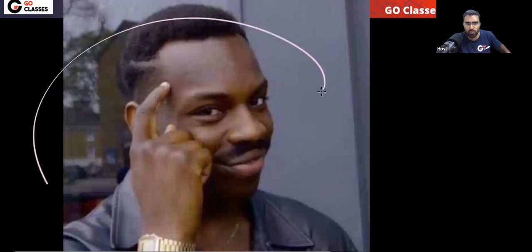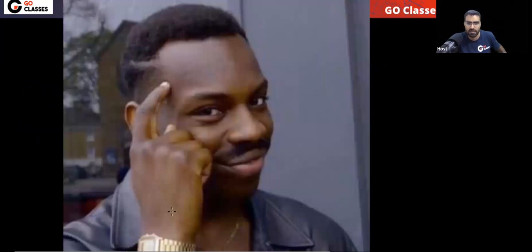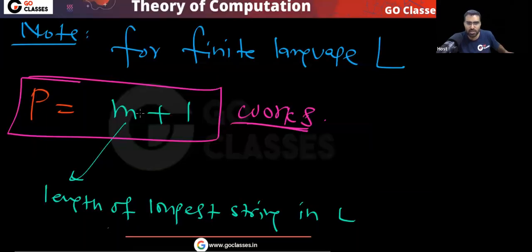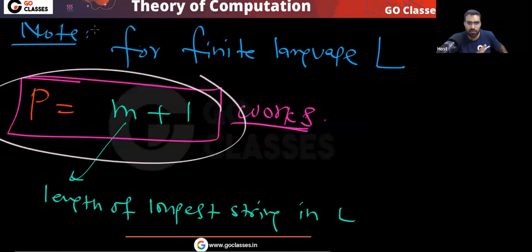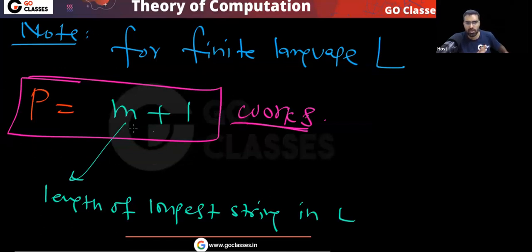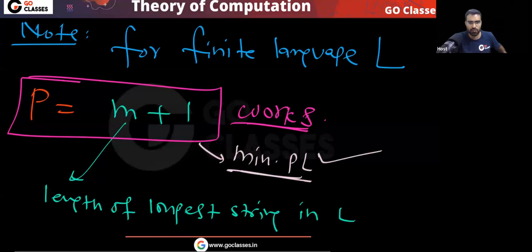So this is the smart move. You are just making sure that there is no candidate string at all, no violation at all. We have no problem. So you can just take P equal to M plus 1, and that will work. And remember, this is also the minimum pumping length. So very simple, this is your final answer.